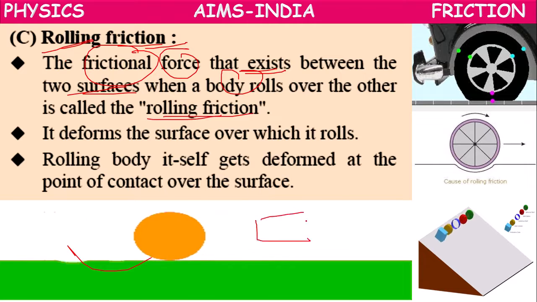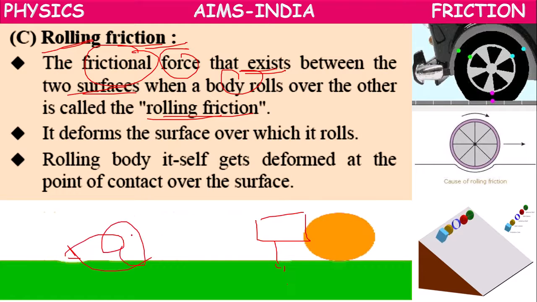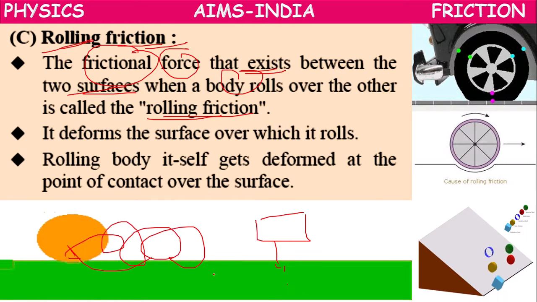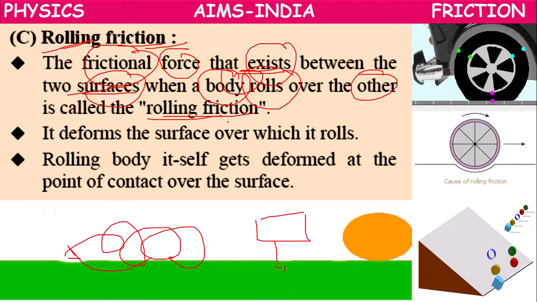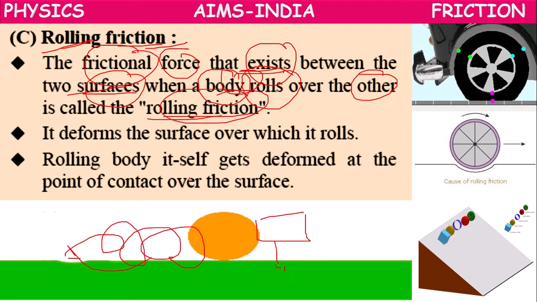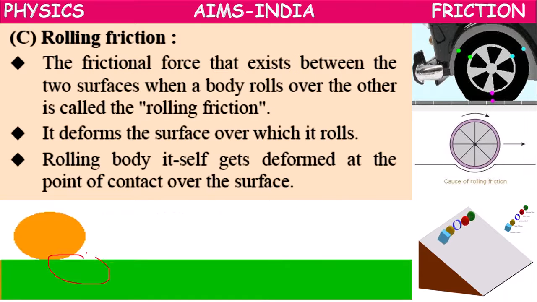While sliding, only the bottom surface will be in touch with the ground, not the total. But while rolling, at one instant the lower part touches, next it will change. At one instant or another, the total body will touch the ground. So the frictional force that exists between the two surfaces when a body rolls over another surface is called rolling friction.